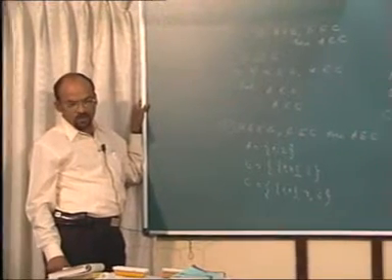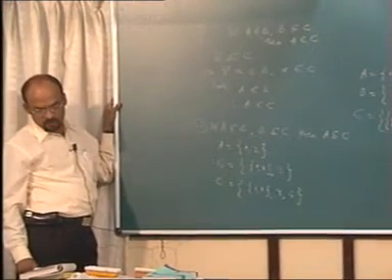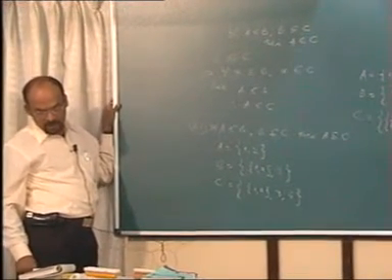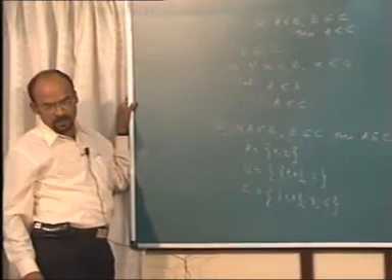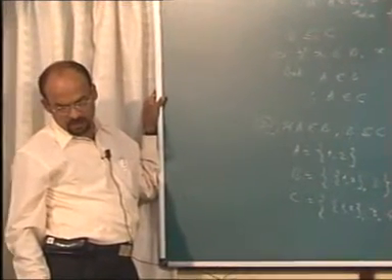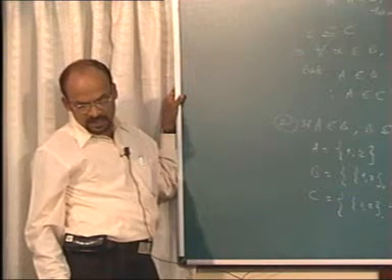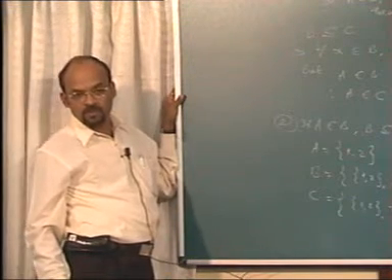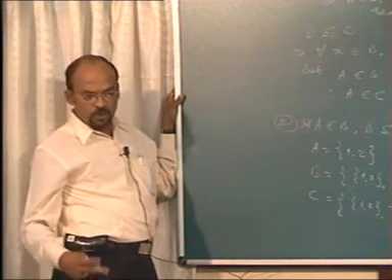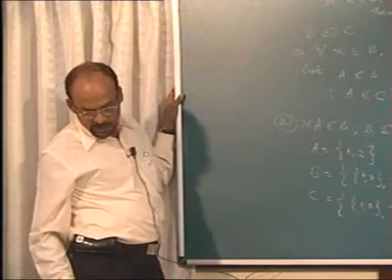Remaining two, I leave it to you. A is a subset of B and B belongs to C, then A belongs to C. That was third. And A is a subset of B, B belongs to C, then A is a subset of C. These two you try later. Go to 1.6.